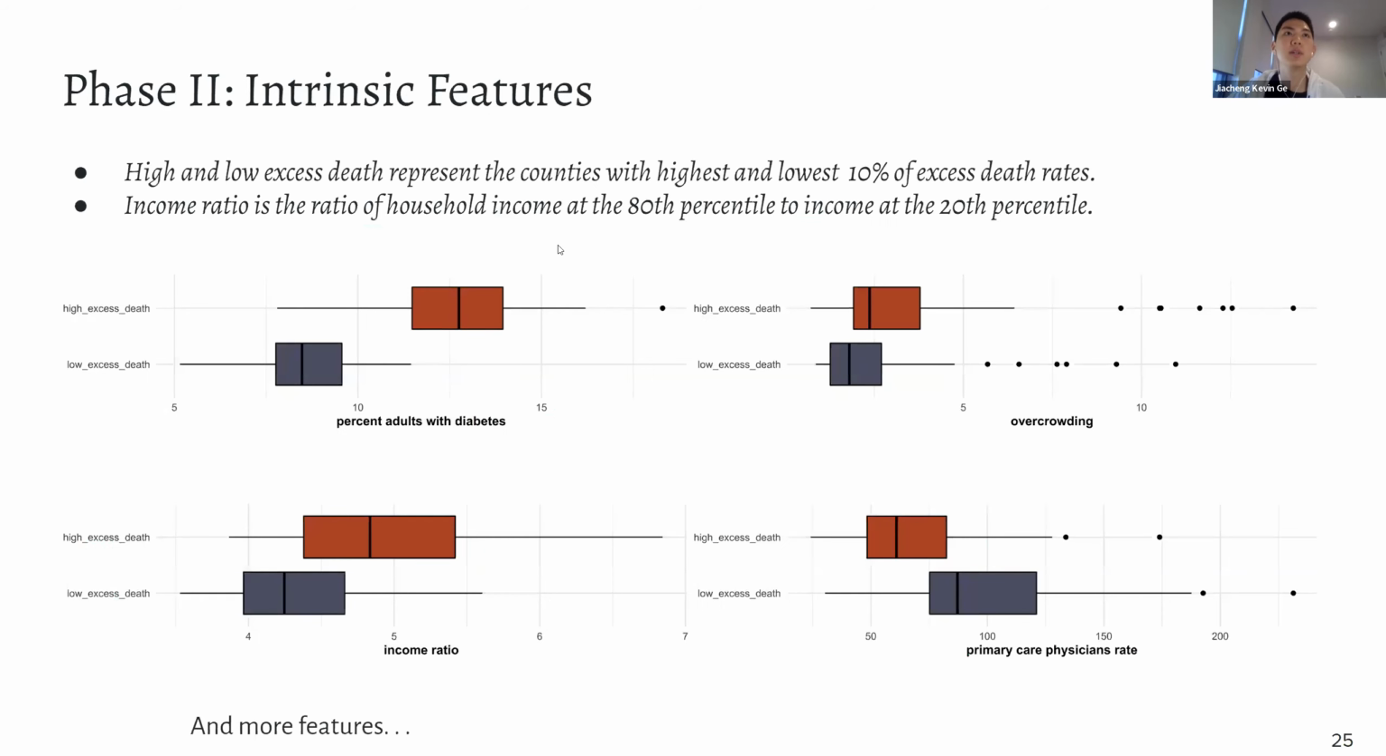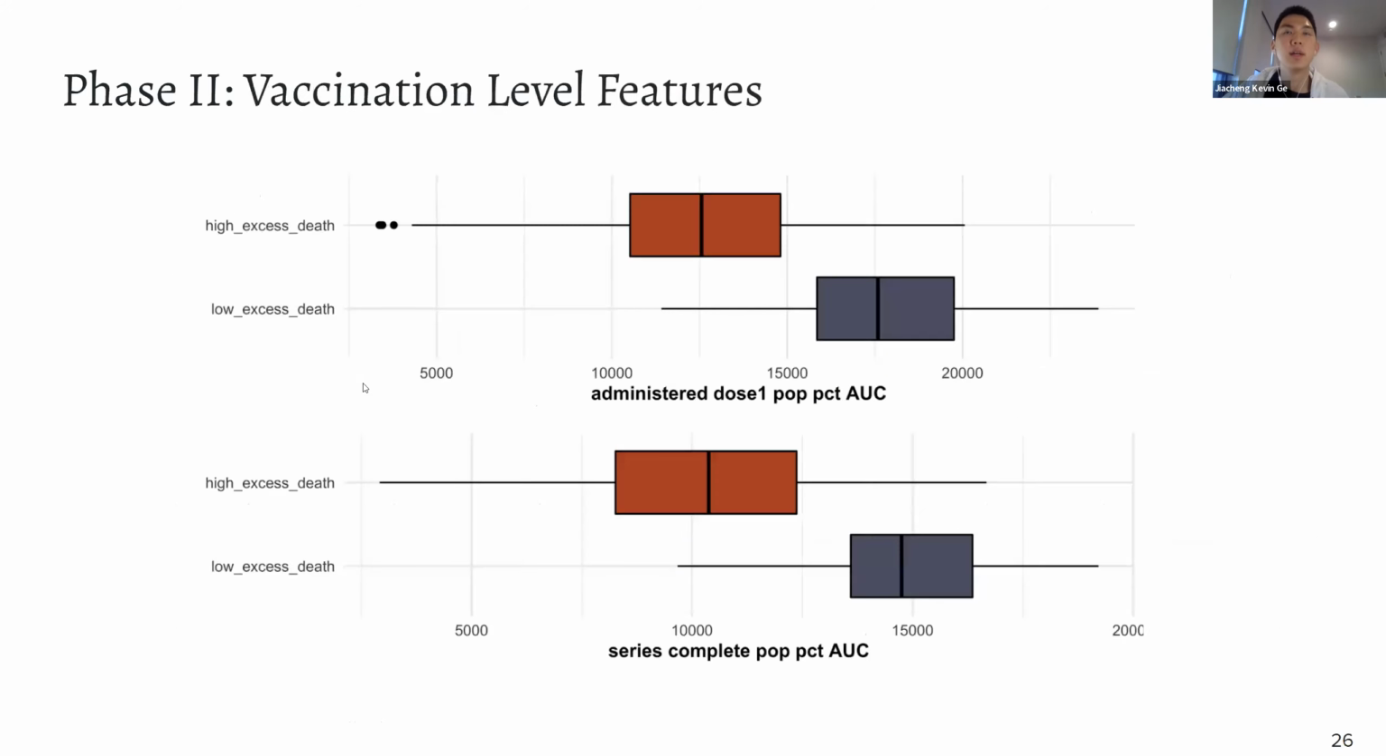And here are some preliminary data visualizations of our intrinsic features. The high excess death group represents the counties with the highest 10% excess death rate, and vice versa for the low excess death group. We can see that, intuitively, the high excess death rate is positively related to the percentage of adults with diabetes, overcrowding, and income ratio, and negatively correlated to the primary care physicians rate. And the outcome excess death is also negatively correlated to the vaccine administration.